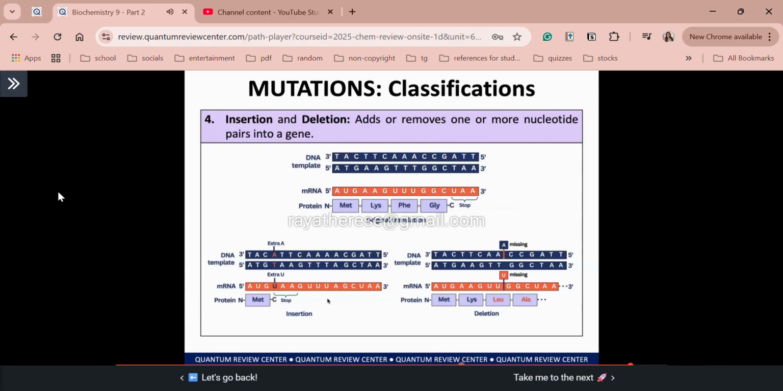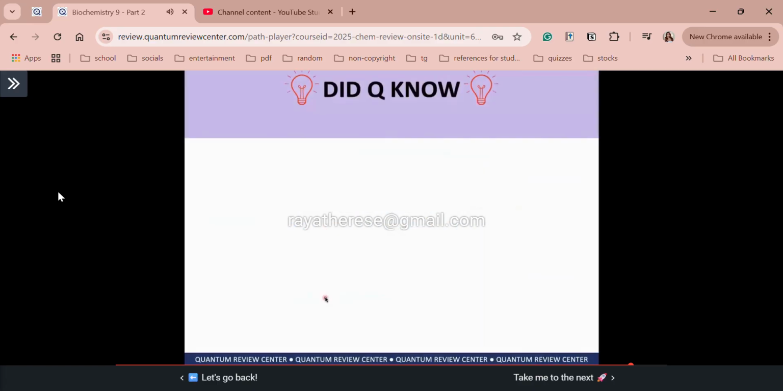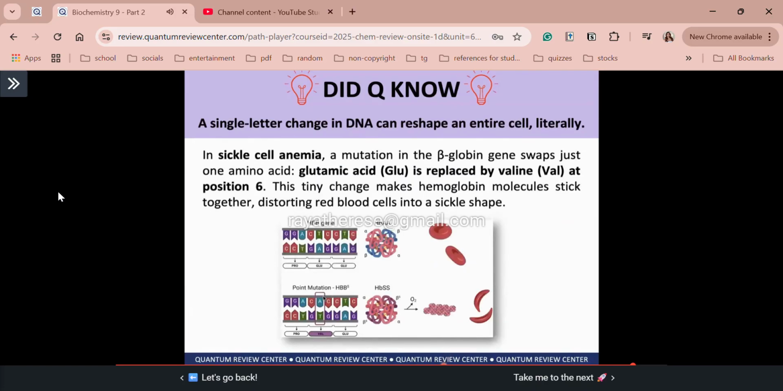All right, so class, here is our "did you know" on sickle cell anemia. Class, please focus your attention here, because again, this is a board exam question. So again, a single letter change in DNA can reshape an entire cell, literally, diba? From your original or natural hemoglobin molecule, it was turned into a sickle cell shaped red blood cell. As you can see, a single point mutation can have life-changing consequences, particularly in sickle cell anemia.